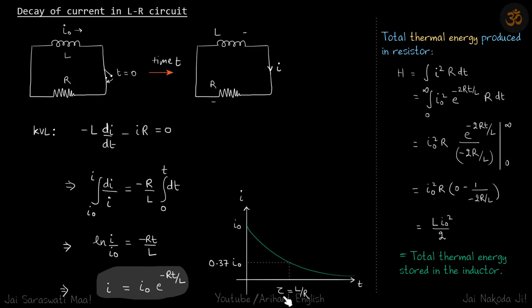Here the time constant tau is again L by R. So if you put L by R here, I will be I naught by e. Its value comes to be 0.37 I naught.